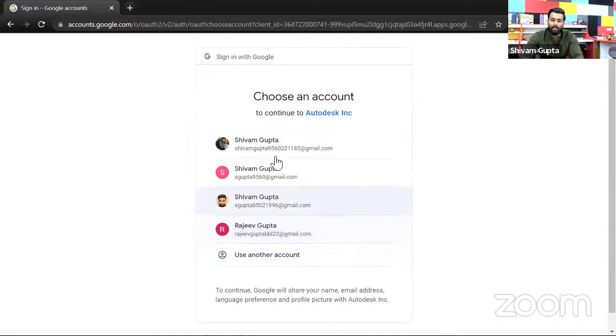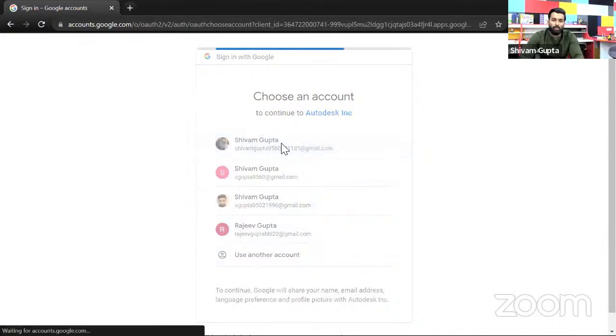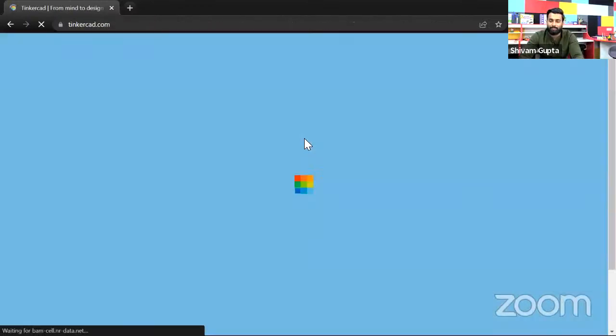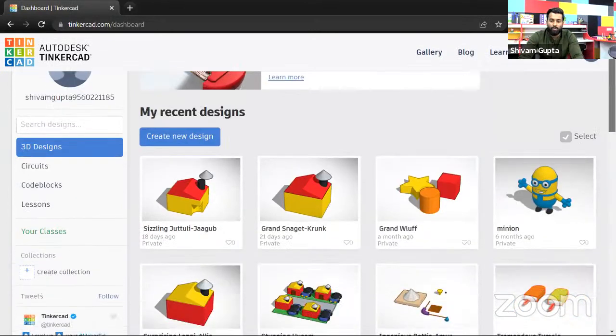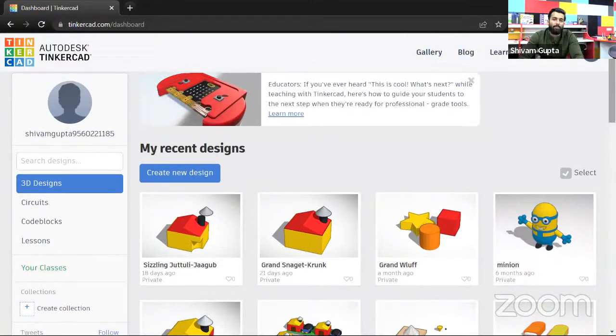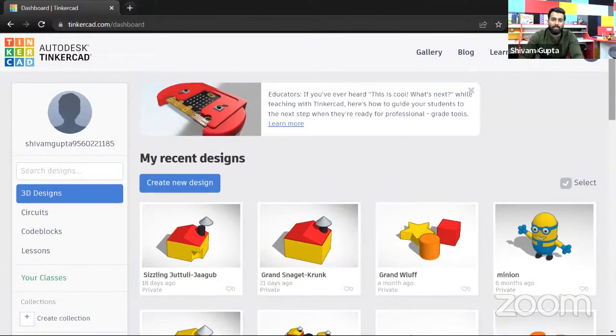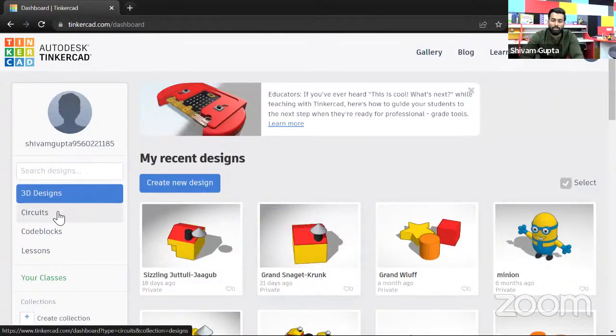and you can select any of your email ID that you are using on your laptop or on whatever device you are using. And like this, you will be able to create your own account. So it's very simple. This platform can be used for 3D designing as well as for circuit simulation. So today we will be making a circuit. We will be discussing how the circuit is made and how you can simulate it. So for that, we will be clicking here on circuits.